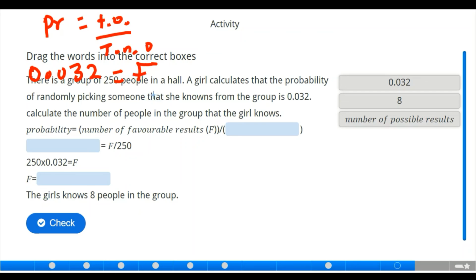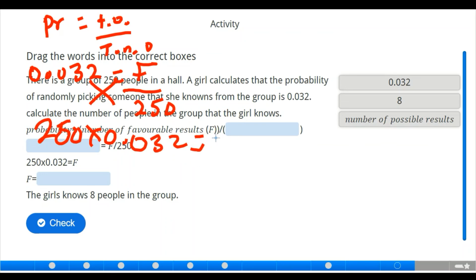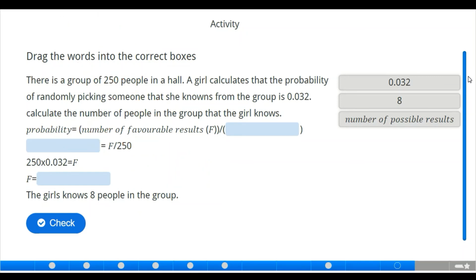Now the total number of students inside that class is 250. That will give us the total number of outcomes. So we want to calculate F. All you just need to do is cross multiply. So we have 250 multiplied by 0.032 equals F. Now 250 multiplied by 0.032 will give us 8. So F equals 8. That implies that the girl actually knows 8 people inside that class. Okay, that gives us a solution to that problem.